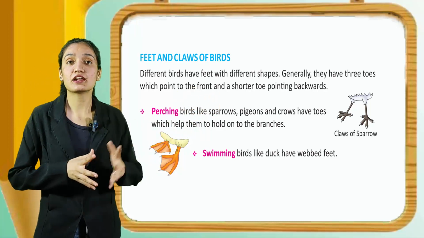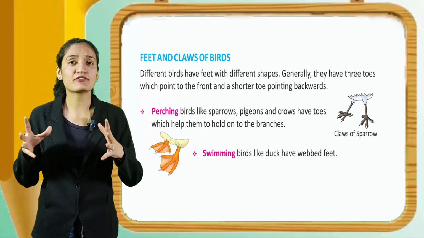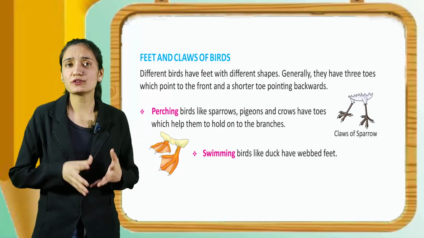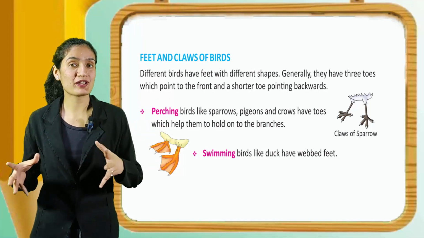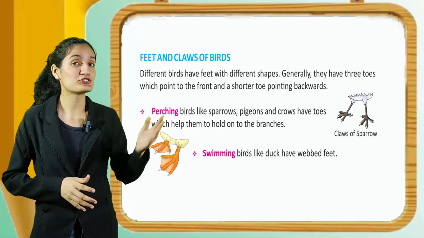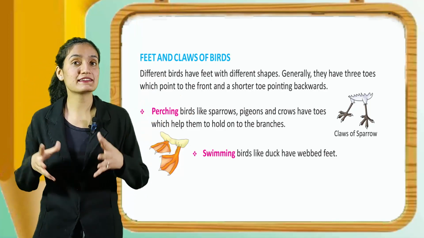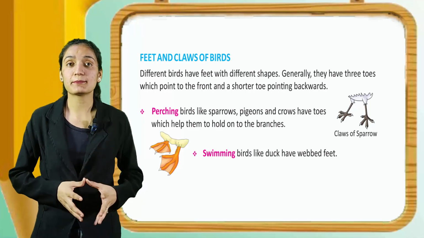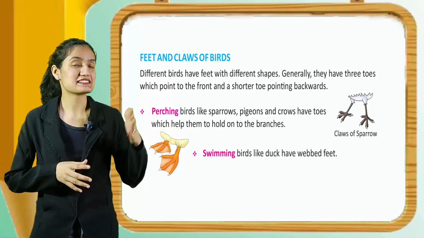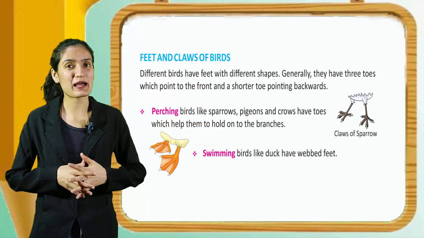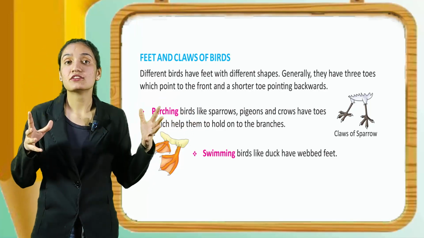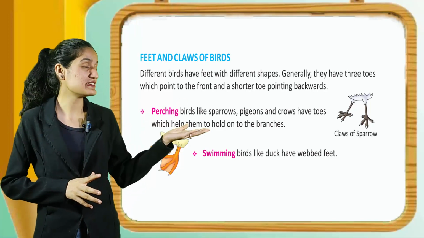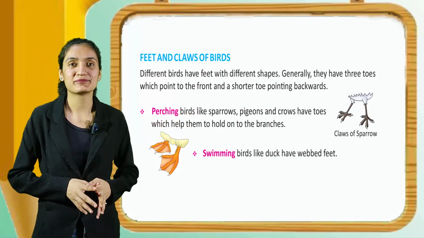Now feet and claws of birds. Different birds have feet with different shapes. Generally they have 3 toes which point to the front and a shorter toe pointing backwards. Perching. Perching birds like sparrows, pigeons and crows have toes which help them to hold on to the branches. Here you see claws of sparrows. Swimming. Swimming birds like duck have webbed feet. Here you can see duck's webbed feet.